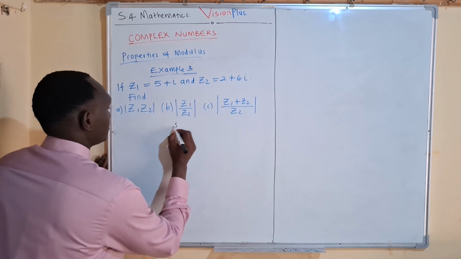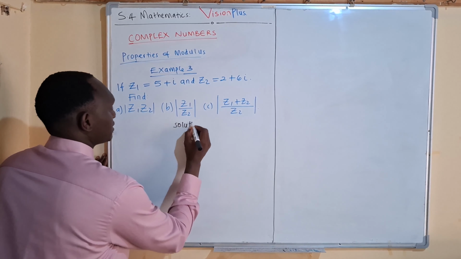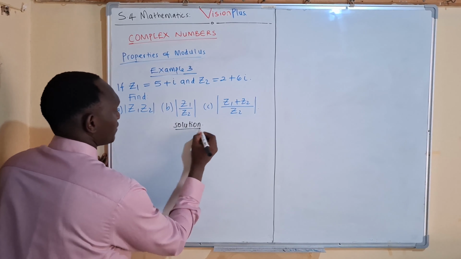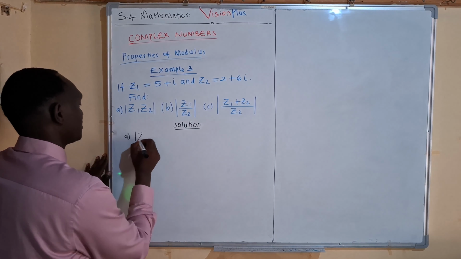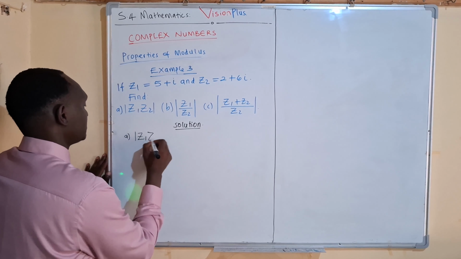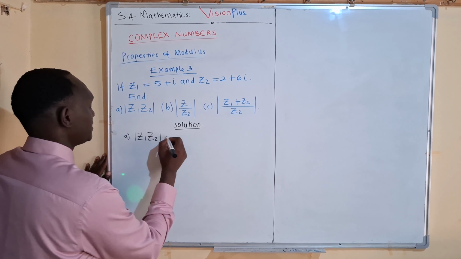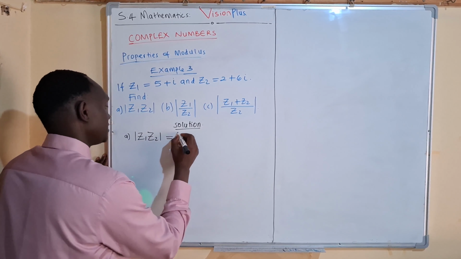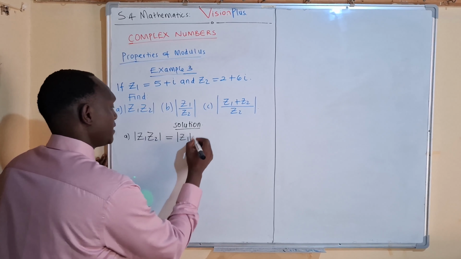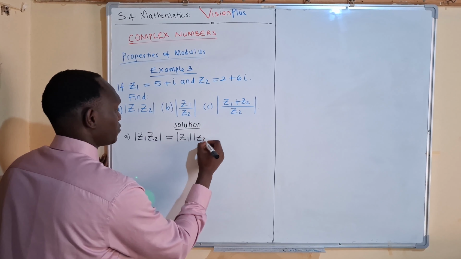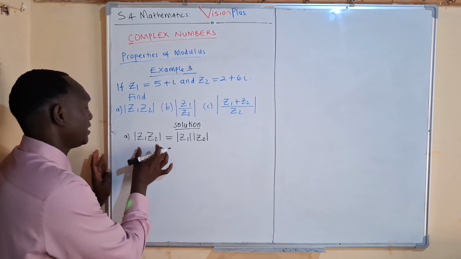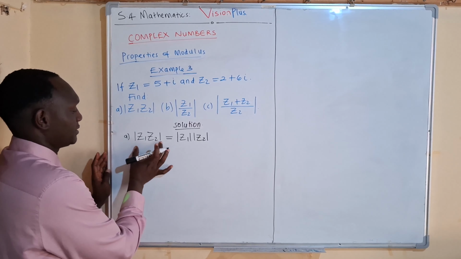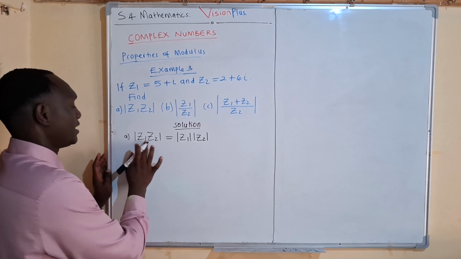So the solution is, you can pause the video and try it out. The solution for part A, they're asking for the magnitude of z1 z2. This is the same as, from the properties, the magnitude of z1 times the magnitude of z2. Here z1 z2 means the product of z1 and z2.